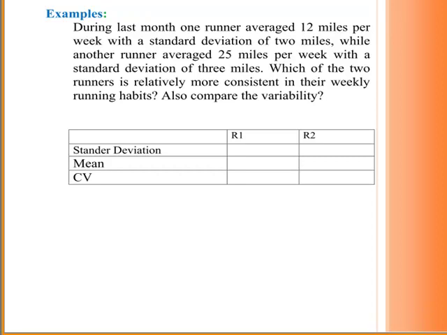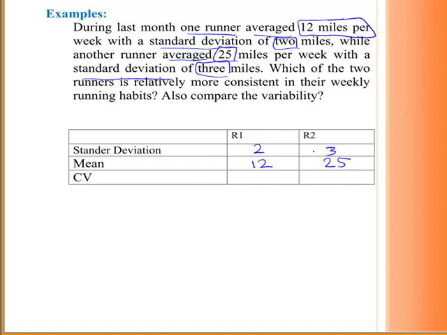So let's compute the data from the question. For the first runner, an average of 12 meals per week, that means the mean is equal to 12, with a standard deviation of 2 meals, that means the standard deviation is equal to 2. While the second runner has an average of 25 meals, that means the mean for the second runner is 25, with a standard deviation of 3 meals. That means the standard deviation for the second runner is equal to 3.